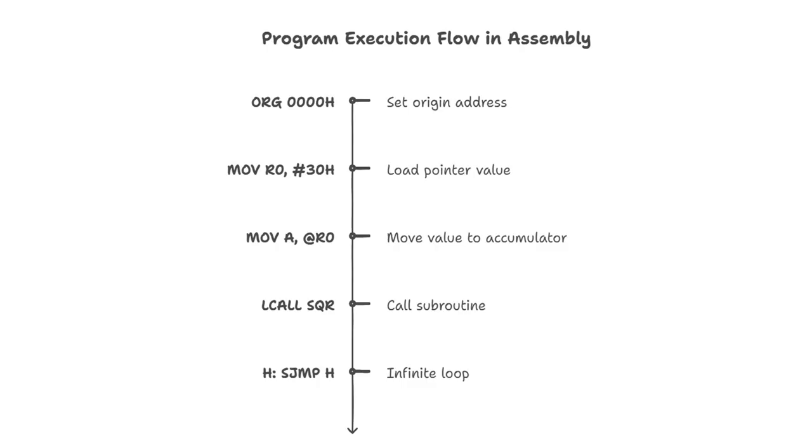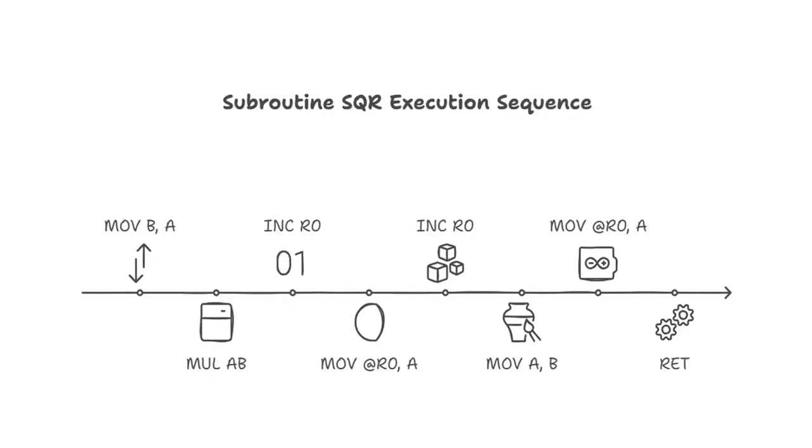After that, this is the subroutine SQR, which we have named SQR, execution sequence. Here we are using first what? We are using MOV B, A. This instruction will move the value in the accumulator to the register B, and this is done to preserve the original value of A for later use.